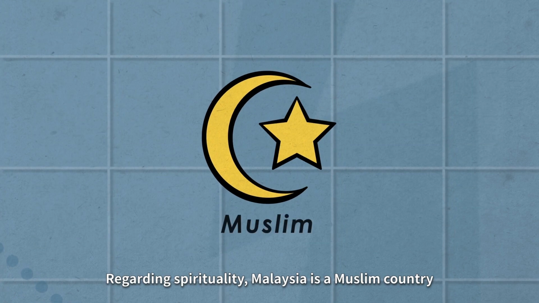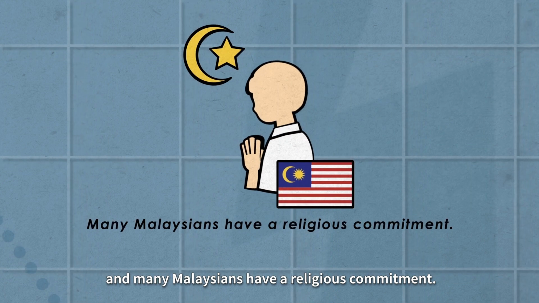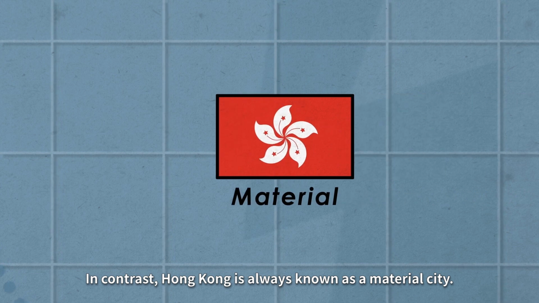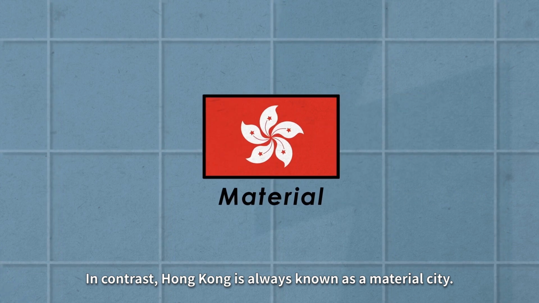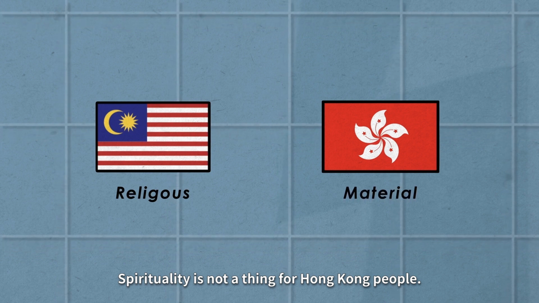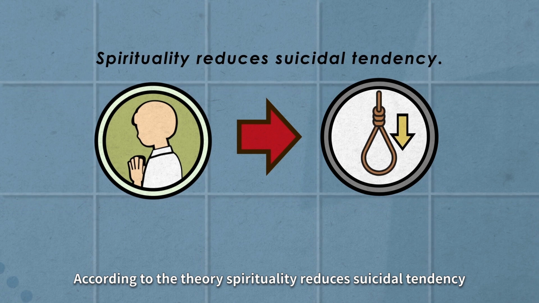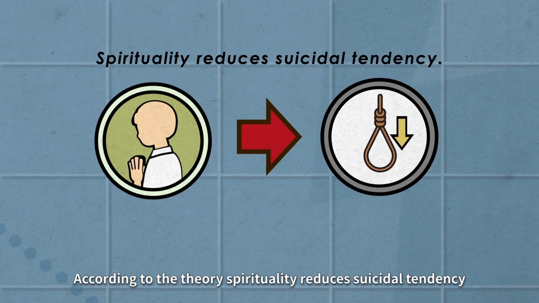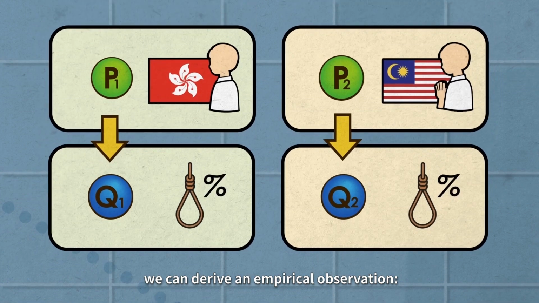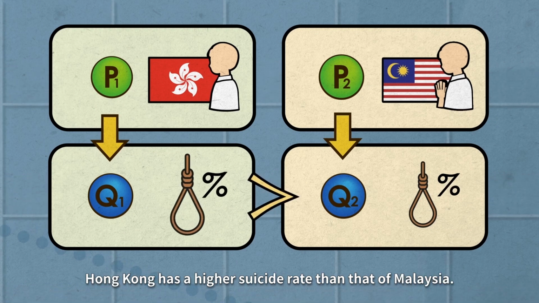Regarding spirituality, Malaysia is a Muslim country, and many Malaysians have a religious commitment. In contrast, Hong Kong has always been known as a material city. Spirituality is not a thing for Hong Kong people. According to the theory, spirituality reduces suicidal tendency, we can derive an empirical observation: Hong Kong has a higher suicide rate than that of Malaysia.